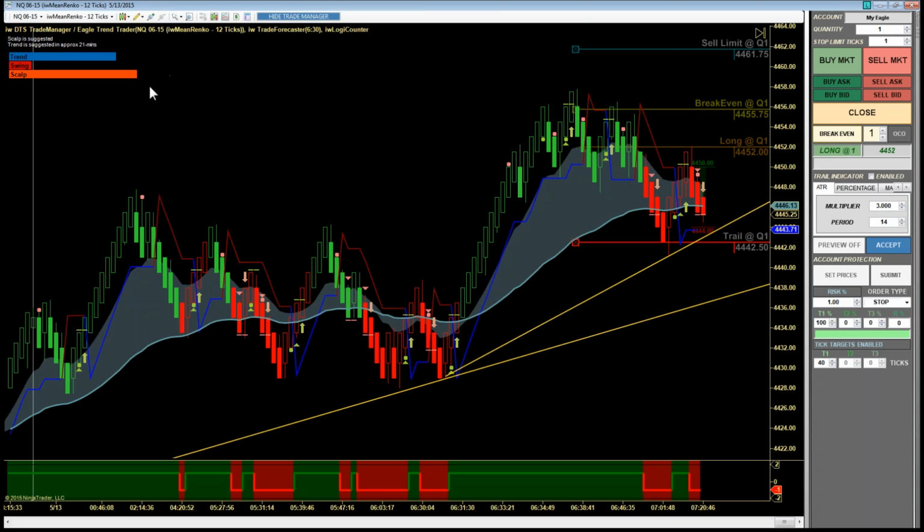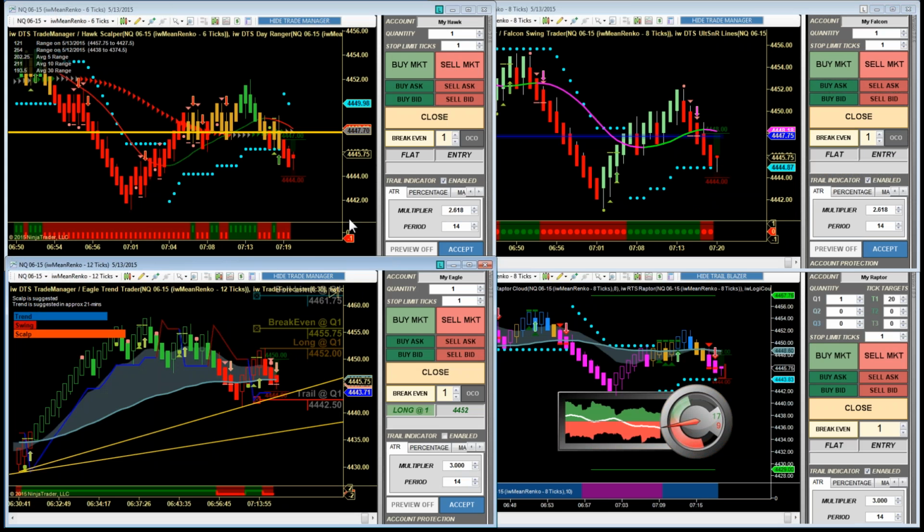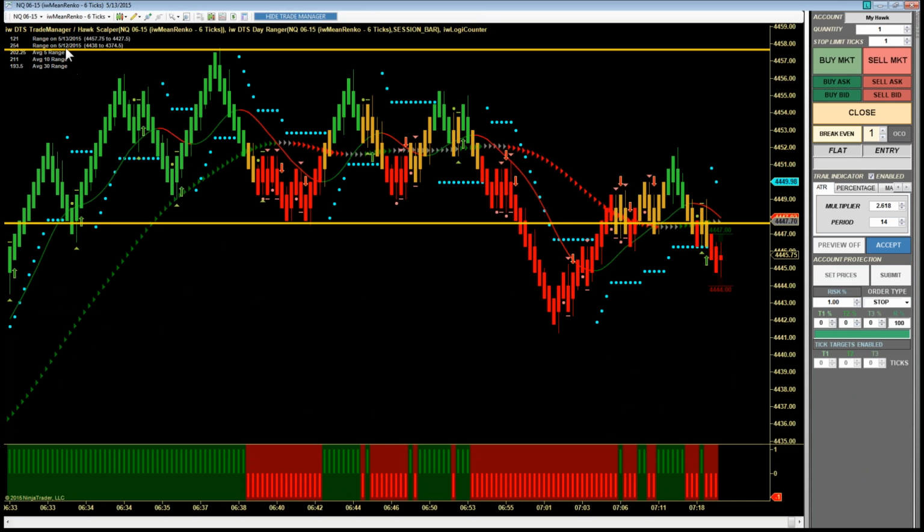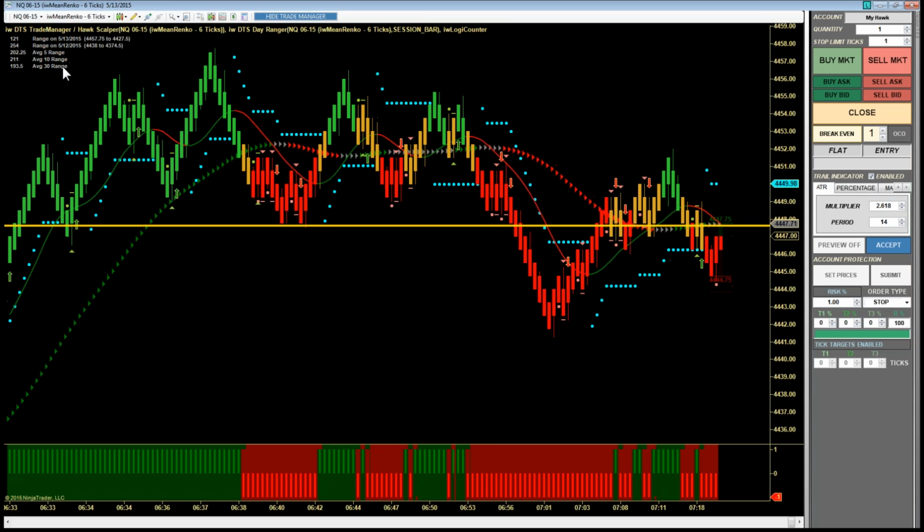So while we're waiting for that, I showed you the trade forecaster, I showed you the support and resistance lines, I showed you the Geiger counter. I haven't touched on the Day Ranger, which is this little tool that you see up here that I have on my Hawk. The Day Ranger tells you the daily range. So you have your 5, 10, and 30-day averages along with your current day range and yesterday's range. So you can get a real quick feel for whether the market is expanding or contracting.